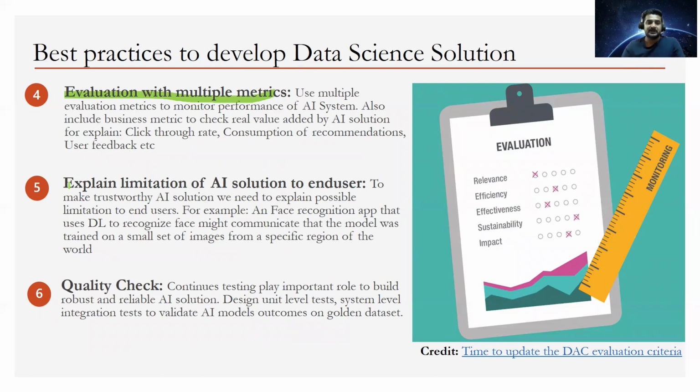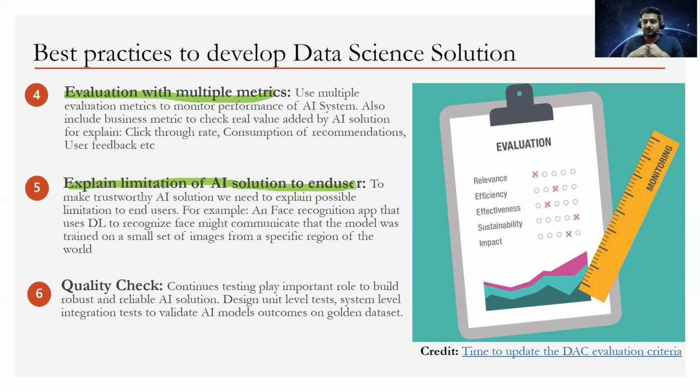And the next point is to explain the limitations of the AI solution to the end user. As we know, every system has some limitations. So as a developer and data scientist, it is our responsibility to explain the limitations, possible limitations, and future possible limitations to our end users, so that they can use it accordingly, so that we can win their trust and deliver a reliable, trustworthy solution to our end users.